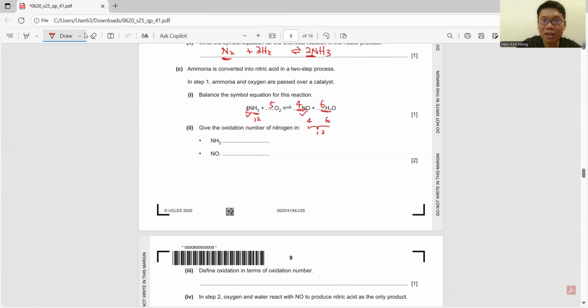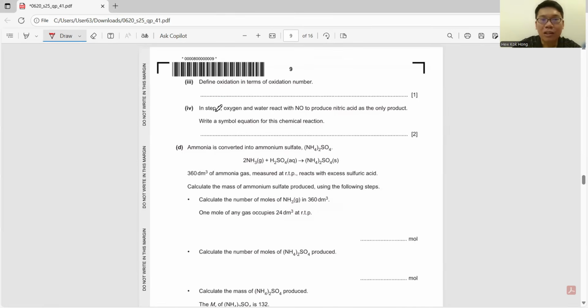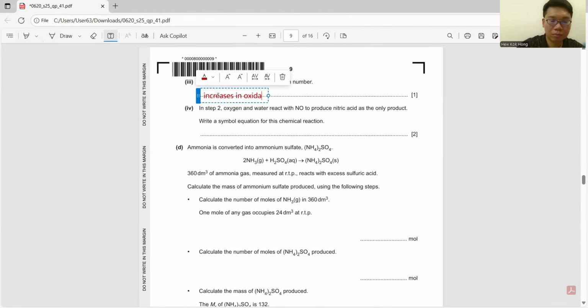Part 2. Give the oxidation number of nitrogen here. Hydrogen is confirmed positive 1. So nitrogen must have negative 3 to balance with the hydrogen. And oxygen is always minus 2. So nitrogen here must be plus 2. Part 3. Define oxidation in terms of oxidation number. We know when the oxidation number increases, it's oxidation.